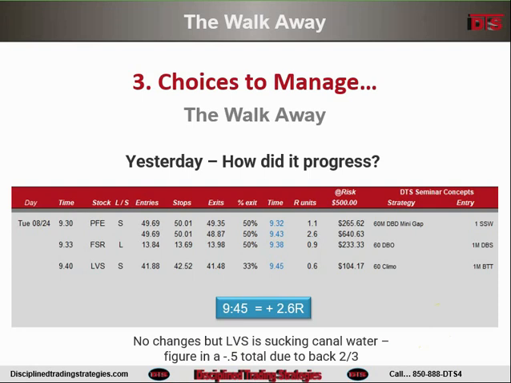But LVS is sucking canal water. It's not doing good now. After I hit that first target, it starts going the wrong way. Actually, that's in there a little bit early. That didn't actually happen quite yet. Ignore that, I think. I have that on the wrong slide. What happened next? I may be forgetting it too. So at 10 o'clock, I got 2.6 locked, and I am now looking for another trade.